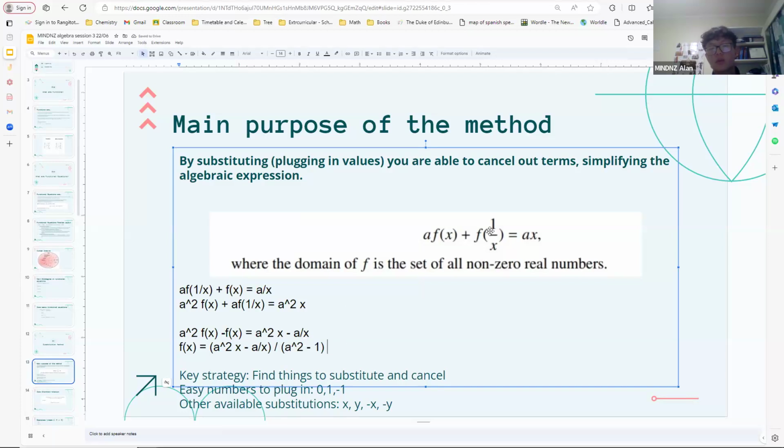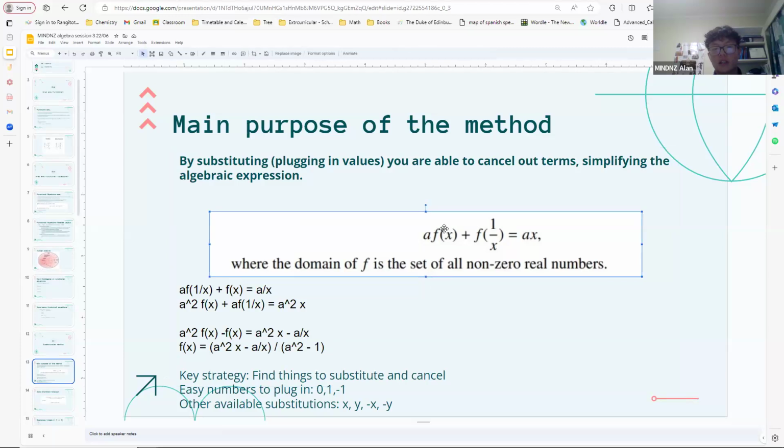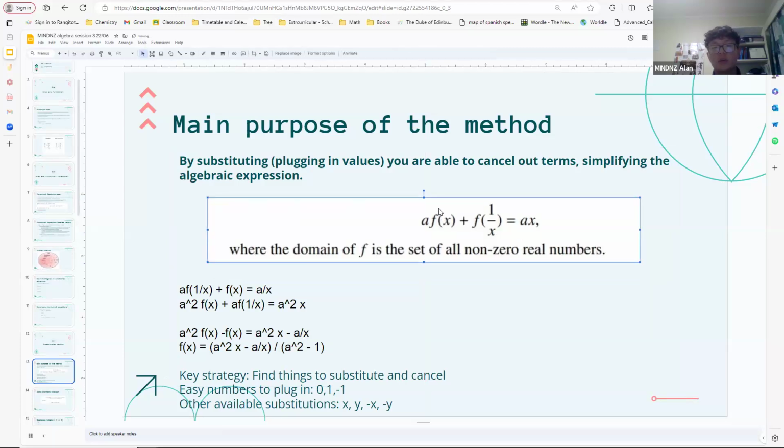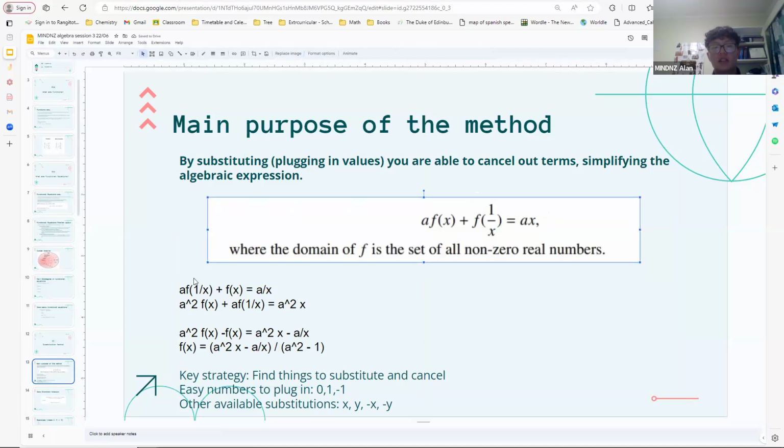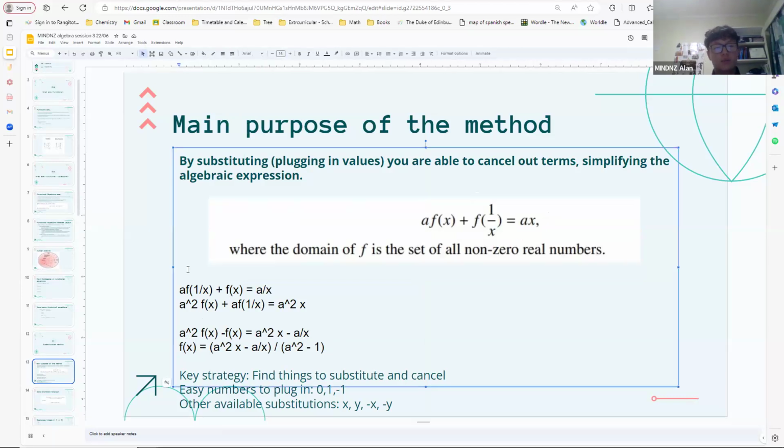So this problem originally looked quite complex and hard to solve, right? But by using substitution to cancel out terms, we've made it into quite an easy thing to solve because it's just a constant multiplied to f of x. So substituting is very good for simplifying problems and making problem statements look more helpful.